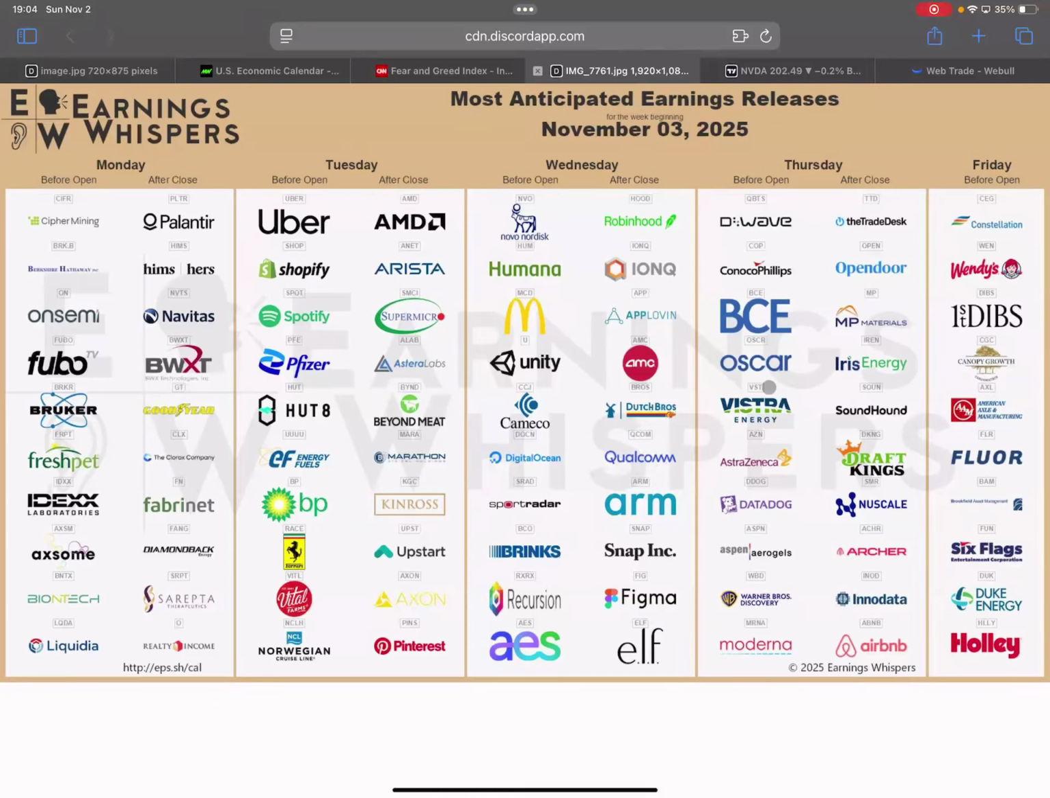Just a thought though. I think Quantum is going to be this week's name to watch. So you've got D-Wave, QBTS, you've got IonQ. What else we got? Datadog makes moves.